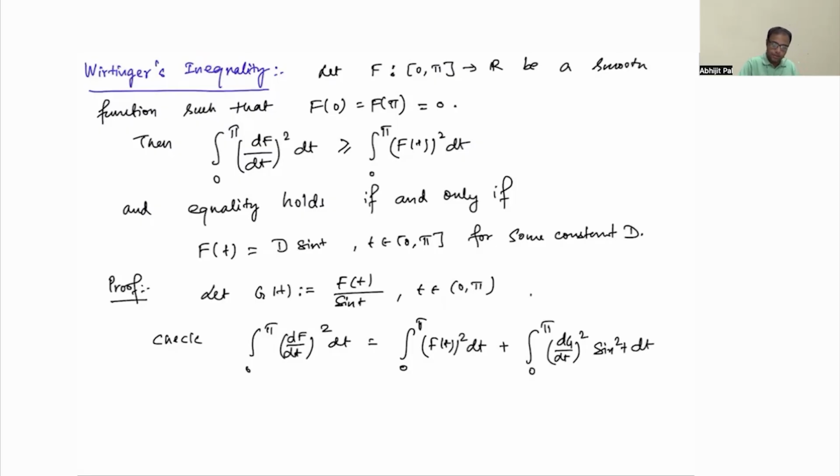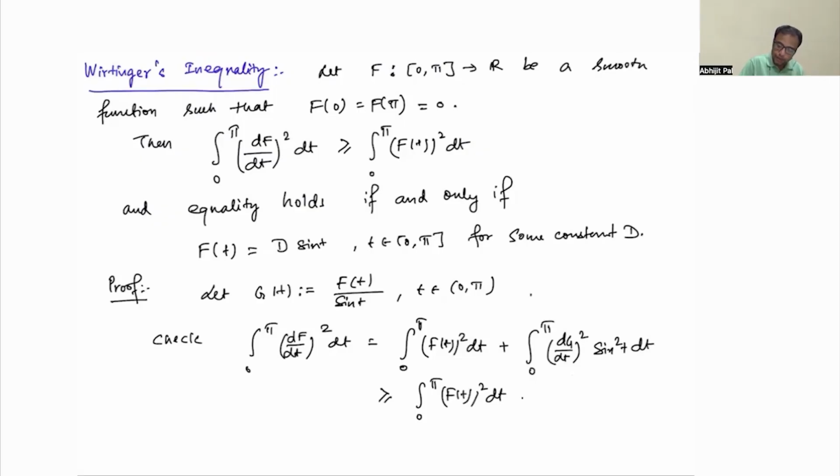Okay. So once you show this, clearly this term is always greater than or equal to 0, because inside the integral the term is greater than or equal to 0. So this will imply that this will be greater than or equal to the integral from 0 to pi of f(t) square dt.